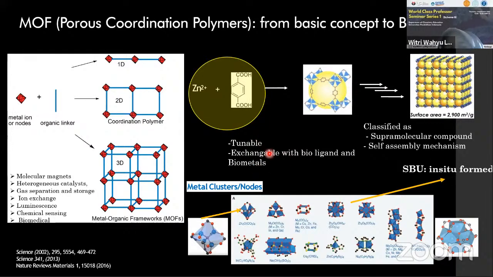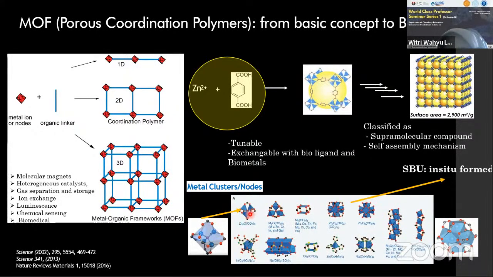For example, for biomedical application, we can choose a biocompatible ligand and metal. And then through this self-assembly mechanism, the supramolecular material is formed. And here is some SBU, the secondary building unit, that can be formed in situ according to the metal that we use.